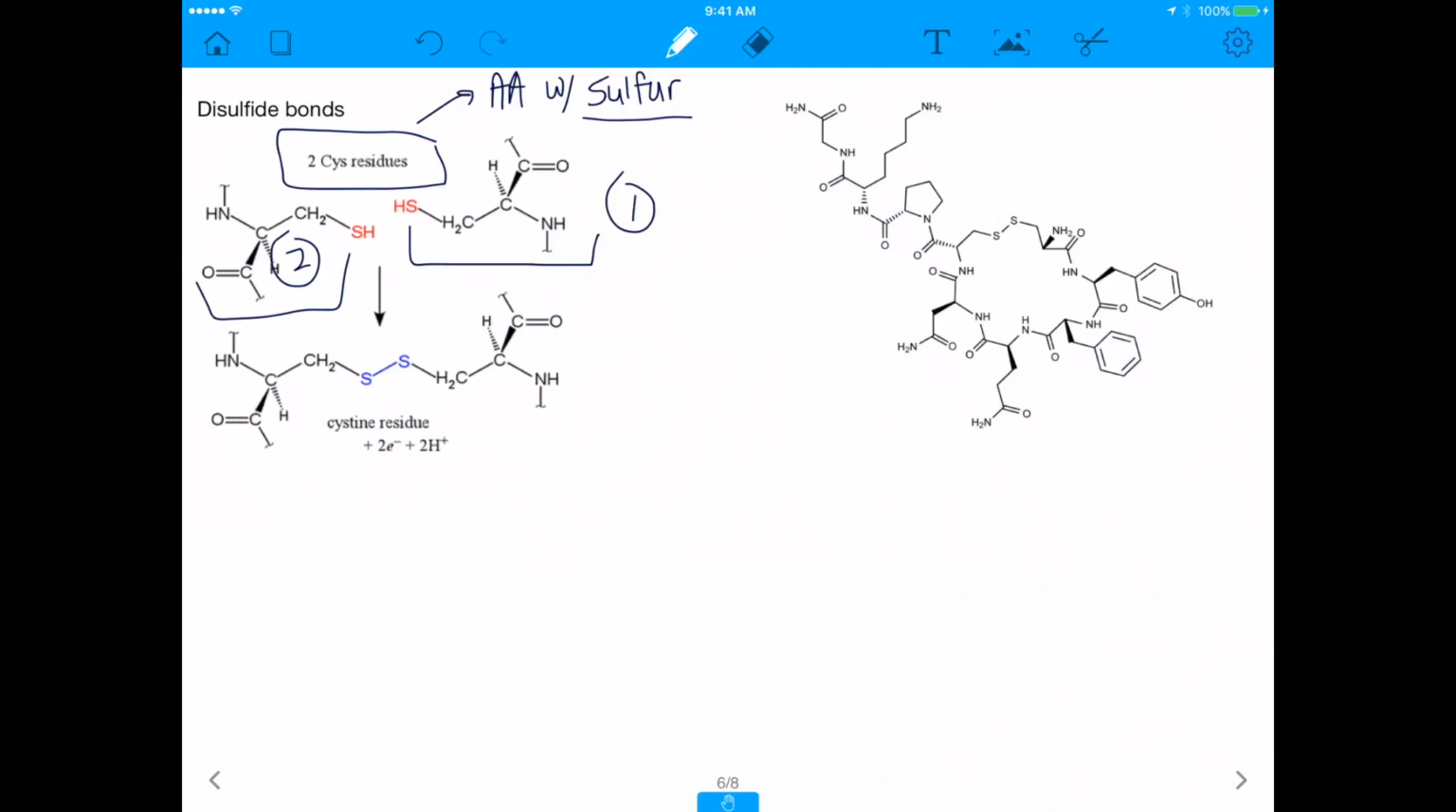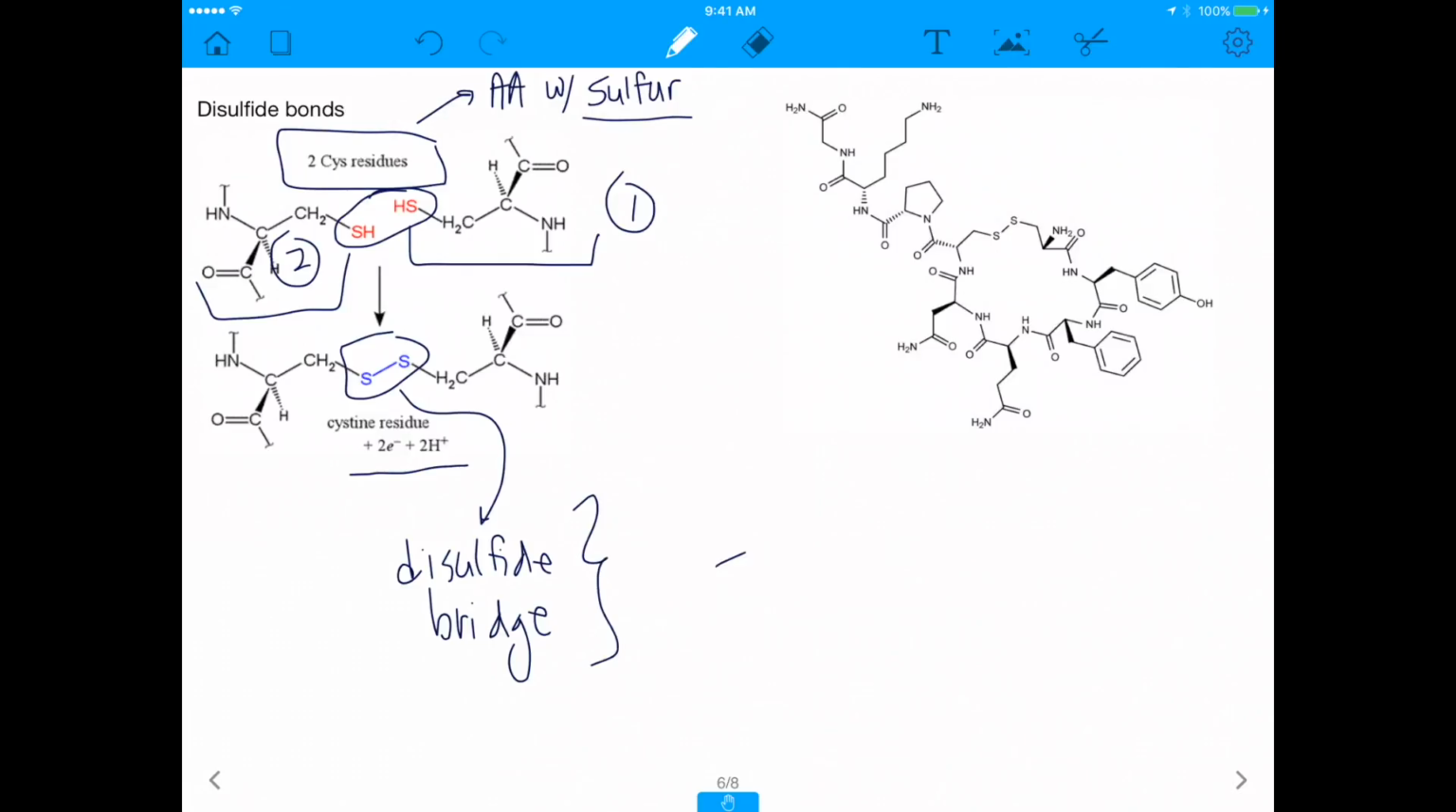When those 2 cysteine residues come very close to one another, these thiol groups, these sulfur groups, can actually bond to one another in what's known as a disulfide bridge or linkage, depending on what you learn. So this is a disulfide bridge, and it happens between 2 cysteine residues. It's an oxidation reaction because you'll see that 2 electrons are released. But the key takeaway is that disulfide bridges are 2 sulfurs connected with a covalent bond.